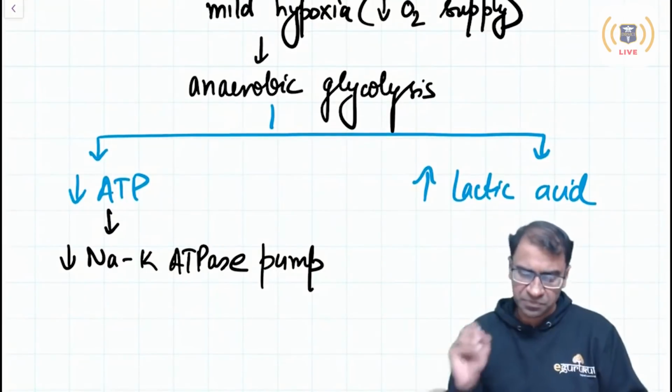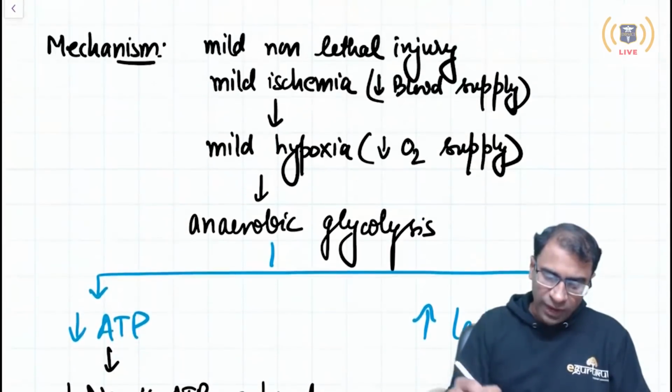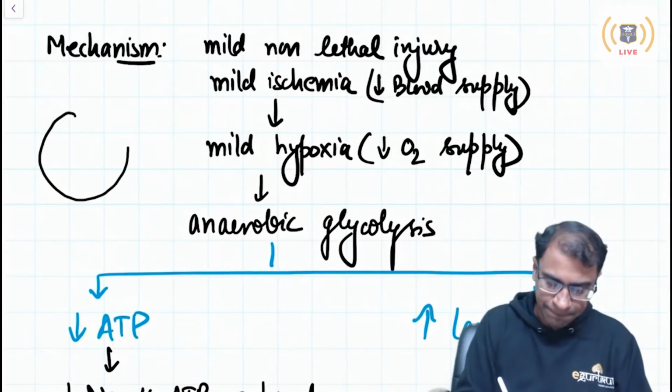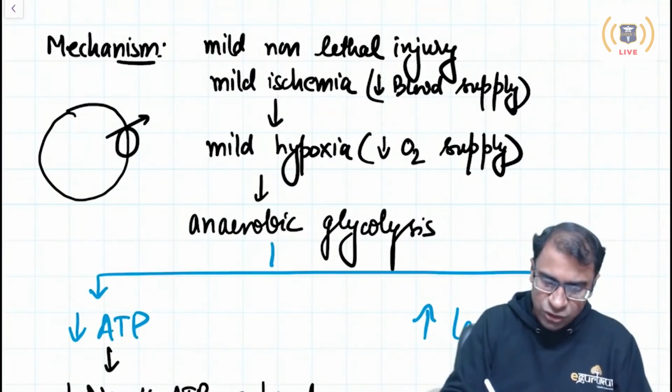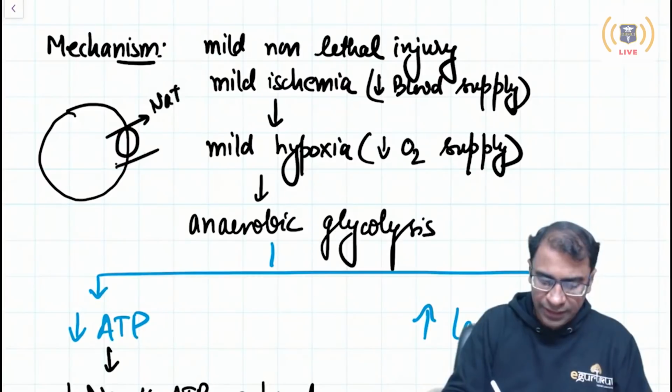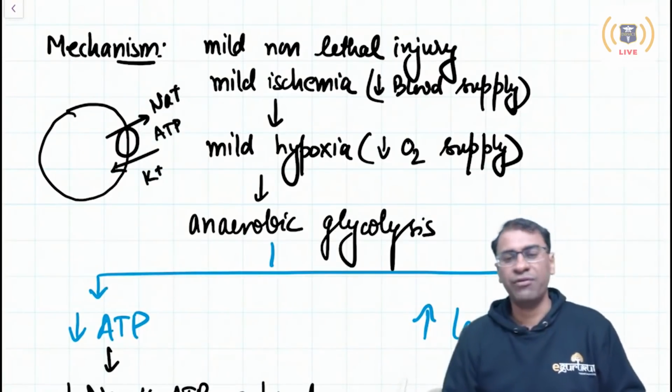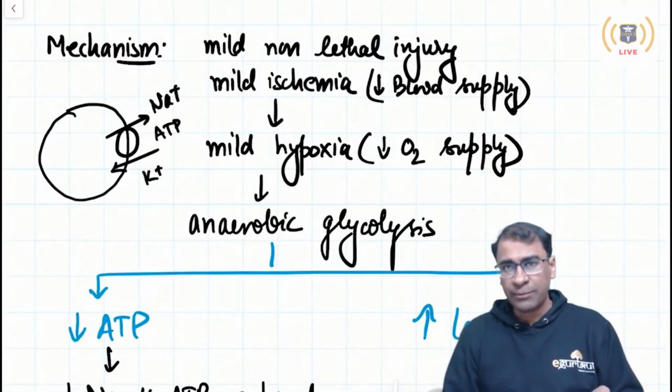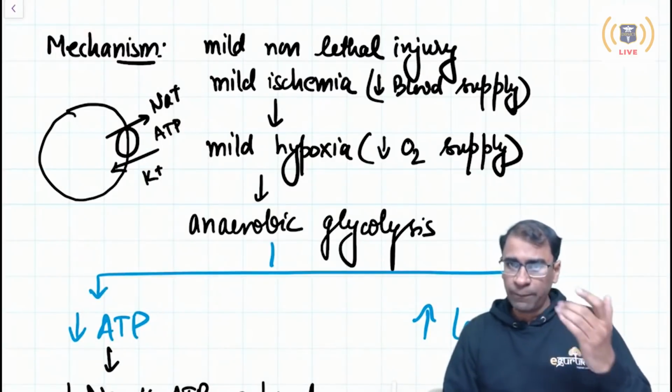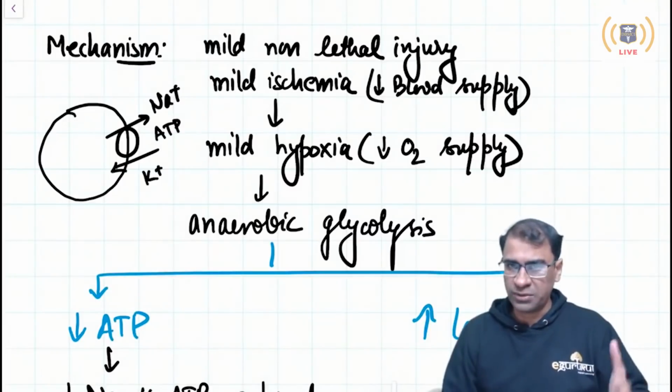Let's understand this. Look, what I'll do, I'll draw this pump here. This is the pump in a cell. The function is to put sodium out and take potassium in with the help of ATP. You all know this sodium potassium ATPase pump.